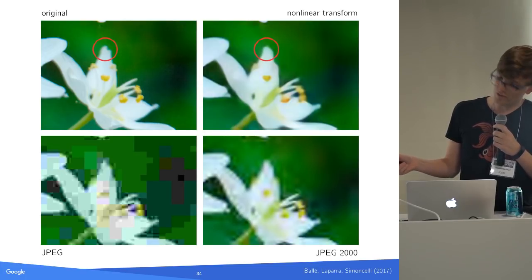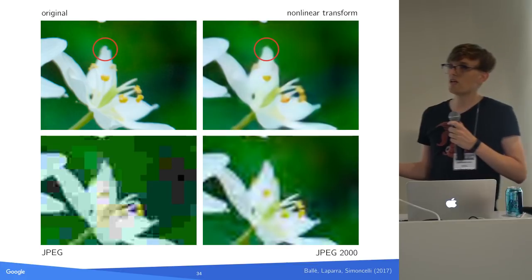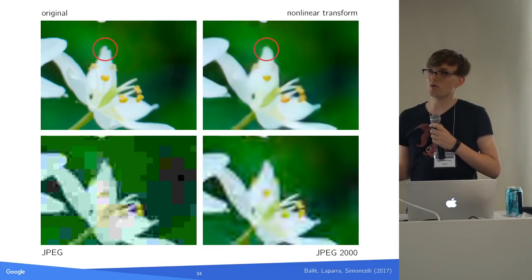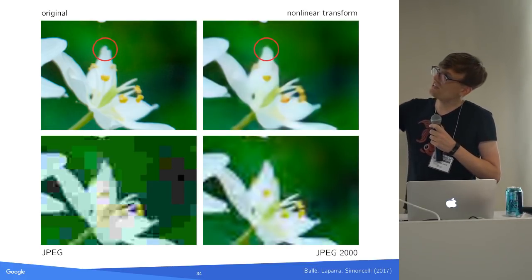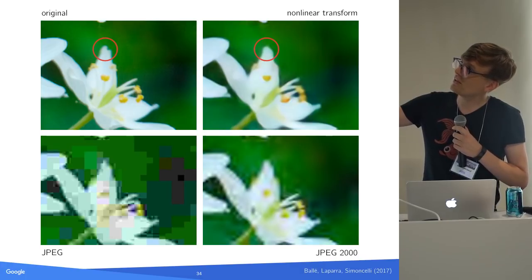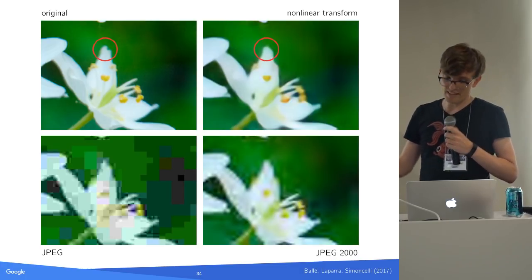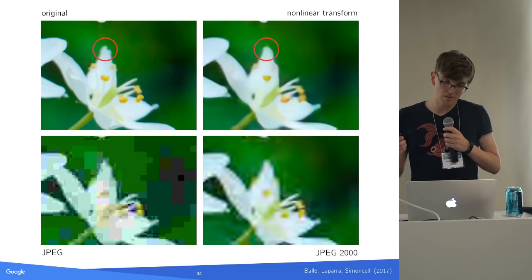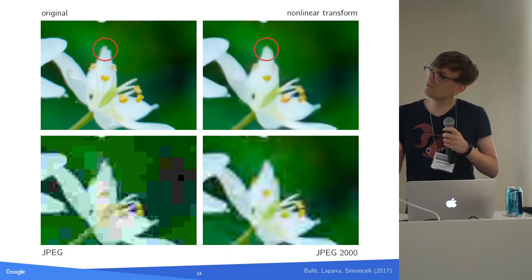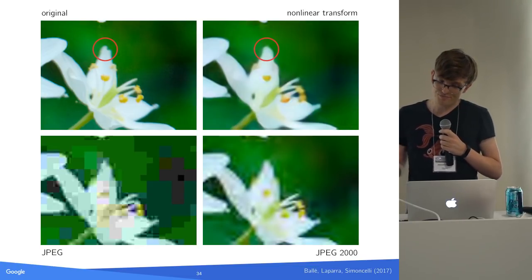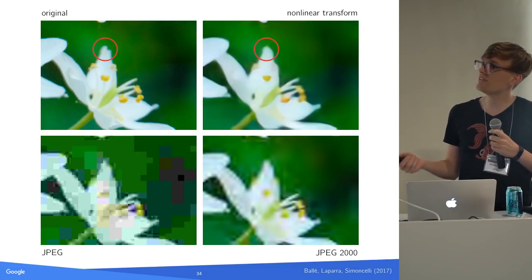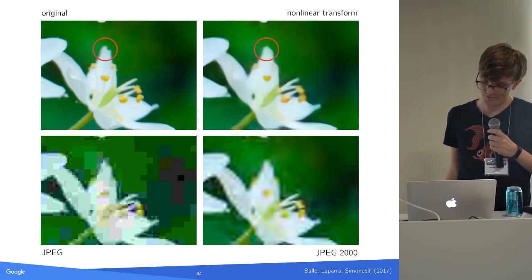So if you look up here, it's not just throwing out linear frequency components, because the edges here are about as sharp as over here. So it's roughly the same. For some reason, it learned to simplify the shape instead. And that seems to be a property of all of these types of nonlinear transforms.